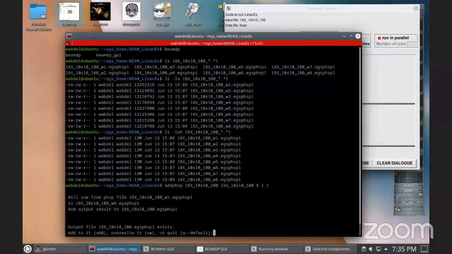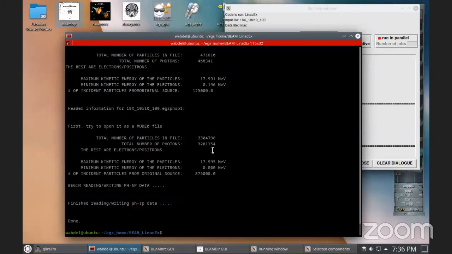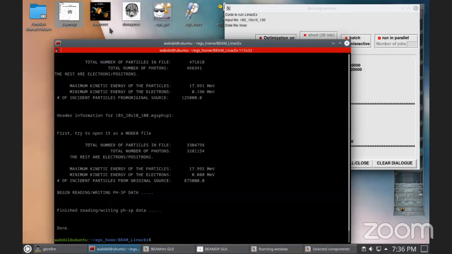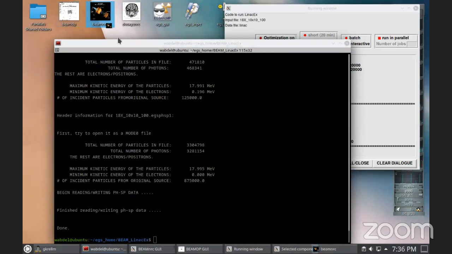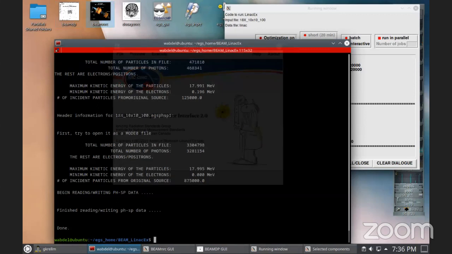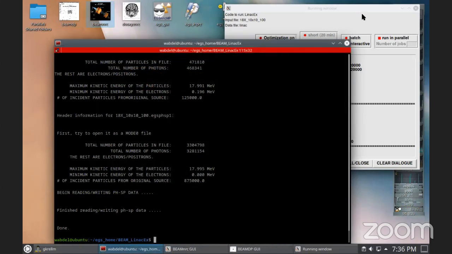But so now here I'm overriding, okay? So now overall, I have 3 million particles in that phase space file. Okay. What else can we do with these phase space files? Well, we can, sorry, let's open the beam. Okay, let's close this.